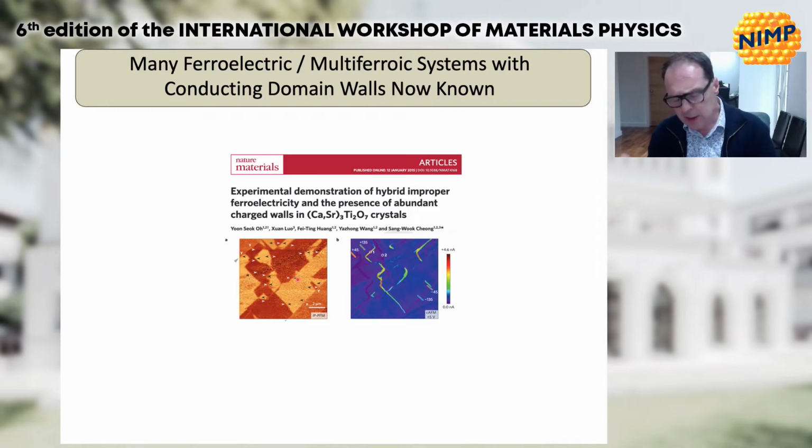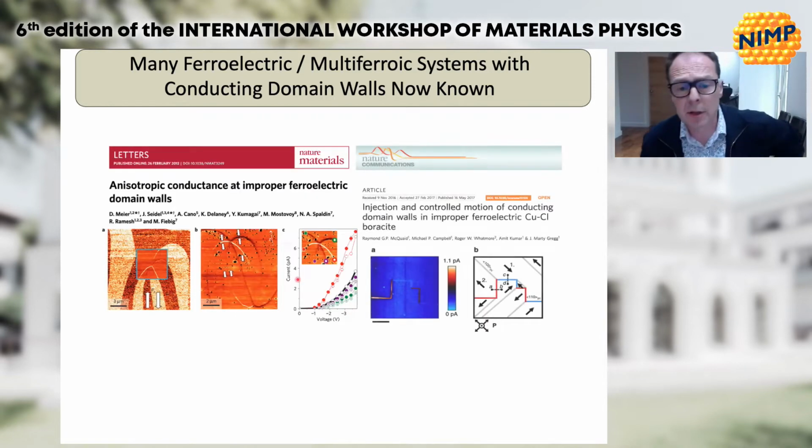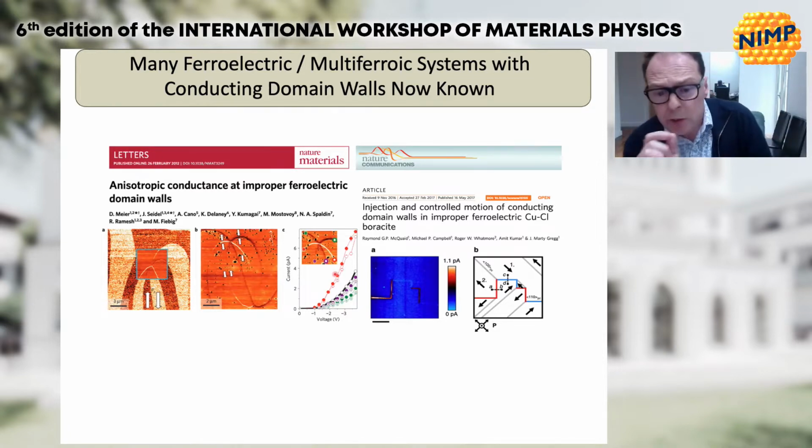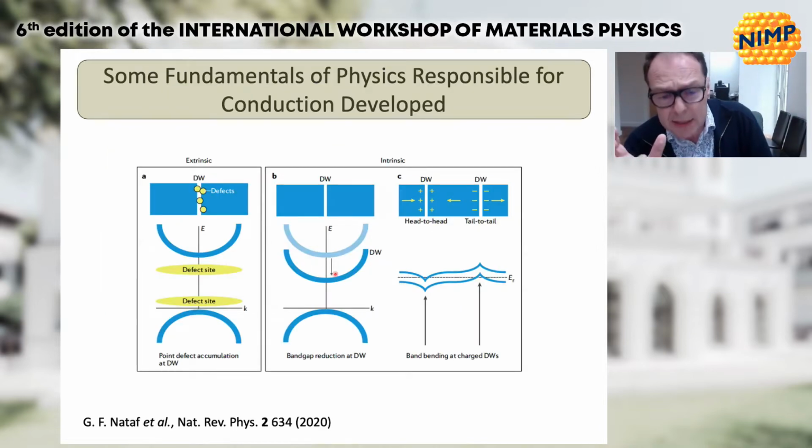So, in some senses, there was a phase of discovery of conducting walls in proper ferroelectrics, and then there was a phase of discovery of walls in improper ferroelectrics. And here's another couple of examples. Probably the most work that has been done in this field is on the manganites and in the boracites. Okay, now we do have an idea as to why domain walls in ferroelectrics might conduct.